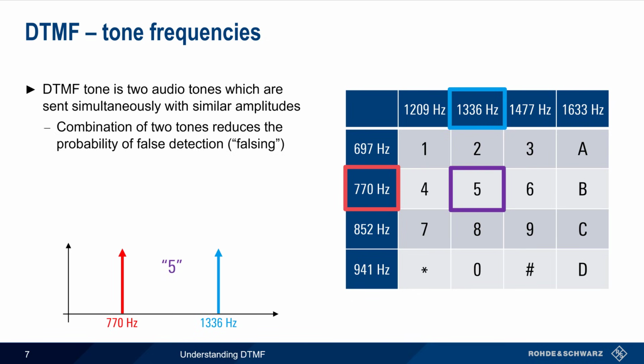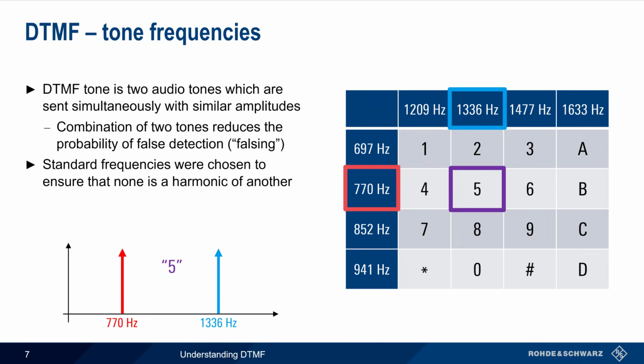The main reason for using a combination of tones is that this reduces the probability of false detection, or falsing. Note too that these standard DTMF frequencies were chosen such that none of them is a harmonic of another, and this also reduces the possibility of a false detection. Lastly, although the vast majority of DTMF tones use the frequencies shown in this table, it's also possible to create DTMF tones using a combination of two arbitrary frequencies.